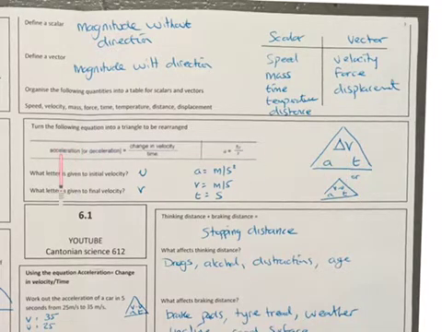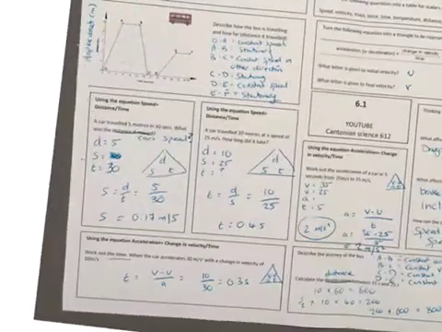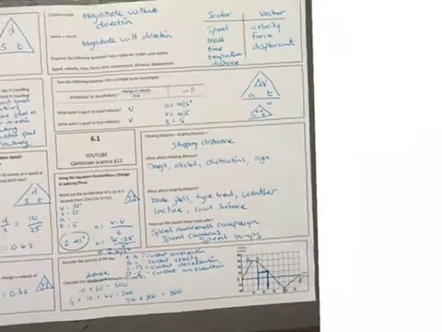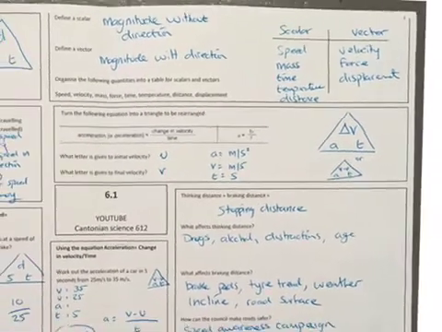So this is what's in your book. It's acceleration, change of velocity over time. Just to show you what I was on about there, that's what we were using there and there. Or actually there and there, okay? So this is how you do it.